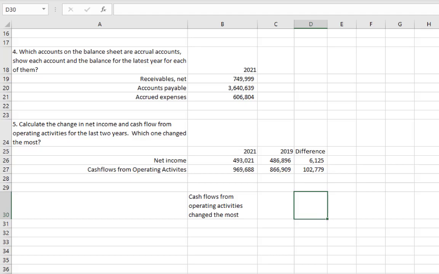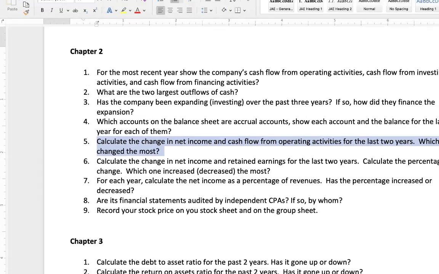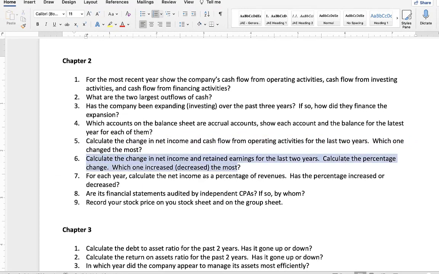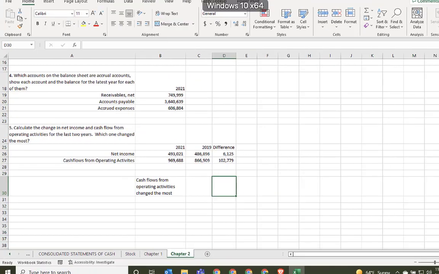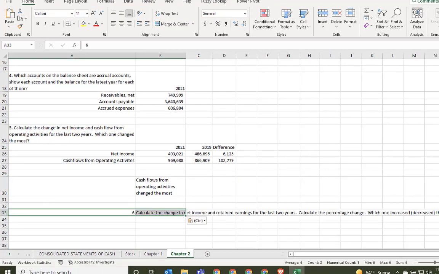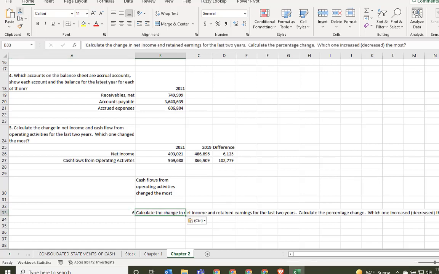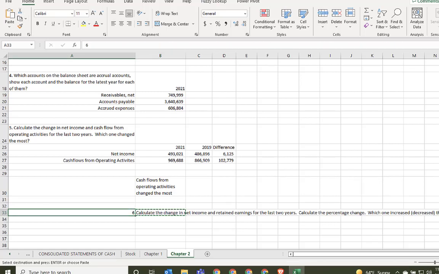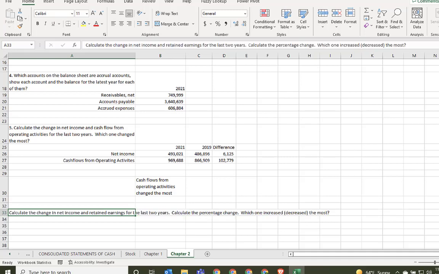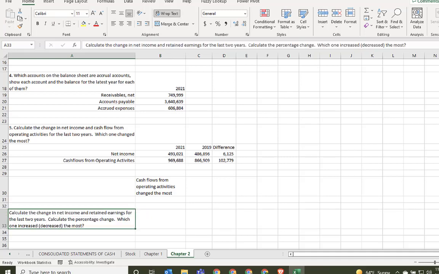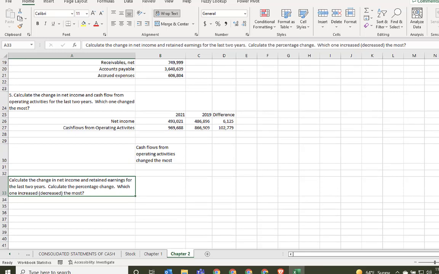All right, let's go grab the next question. Number 6. Copy. Come over, skip a couple of lines. Paste. Paste, word wrap. All right, so this question says calculate the change in net income and retained earnings for the last 2 years. Calculate the percentage change.